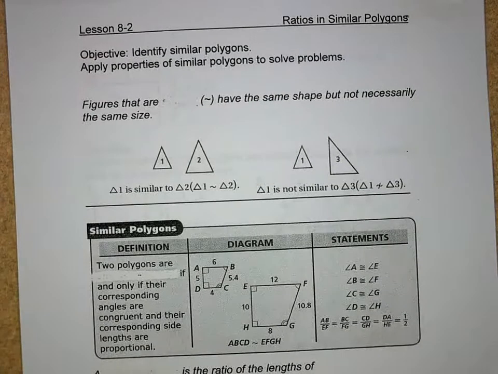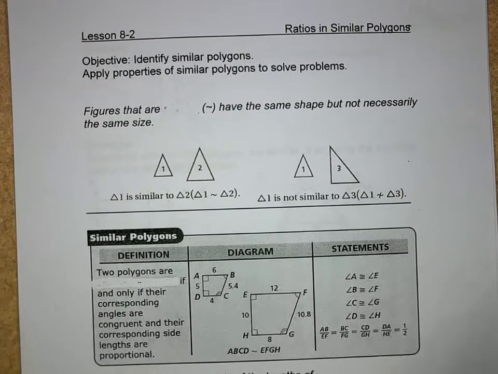All right, working on lesson 8.2. We're talking about ratios of similar polygons. And here's the cool thing. We know ratios are just fractions that compare, and I can easily do that with this, but I want to understand what similarity is. Remember, similarity means things that are the same shape, but they are different sizes.